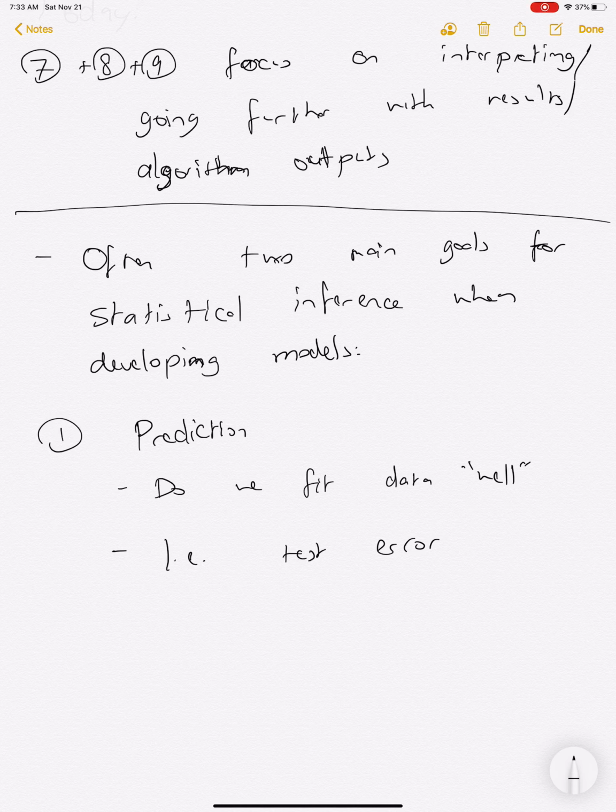Well is a relative term here, relative to what other algorithms do, what state of the art algorithms do. That's really just asking whether your model fits whatever data you have, both on the training data and on the test data.